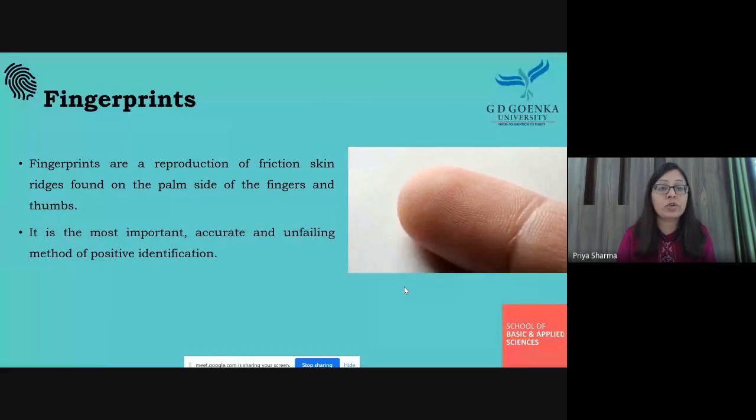So fingerprints. I'm sure at the end of this presentation, you all will be fingerprint experts. You will be able to differentiate between your fingerprints and another person's fingerprints on the basis of whatever points I'm going to mention. So what are fingerprints? Basically, these are the reproduction of friction ridges. They are found on the palmar side of the fingers, or in case of footprints, on the plantar side of your feet. So it is the most important, accurate, and unfailing method of positive identification.